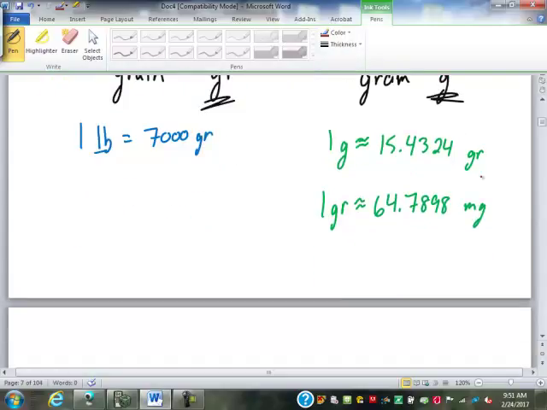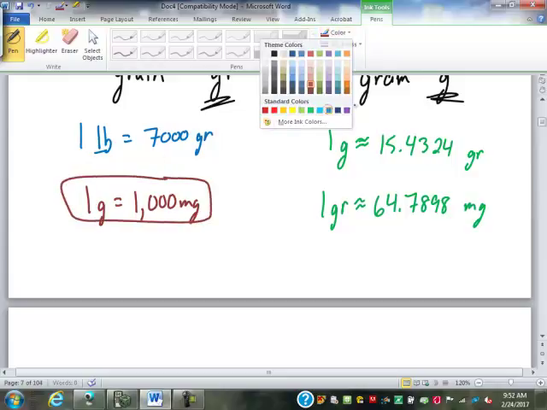Now I'm going to show you here, if I use this to convert a gram to a milligram. How many milligrams are in a gram again? Everybody remember? One gram is 1,000 milligrams. There's 1,000 milligrams in a gram.